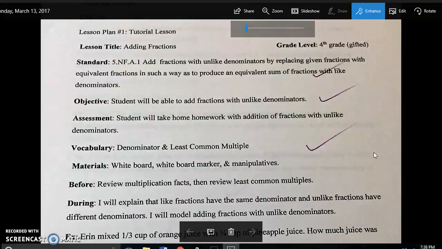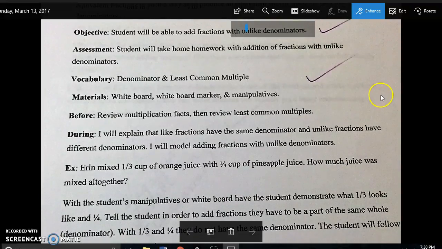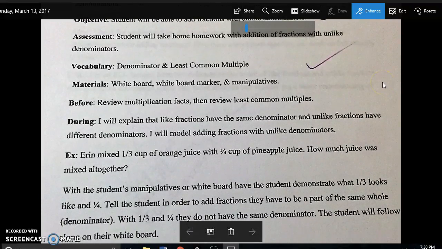For the vocabulary, obviously denominator was in it, and least common multiple. The materials that were used were a whiteboard, markers, and manipulatives. Before we started the lesson, we reviewed multiplication facts and least common multiples and how to find them.